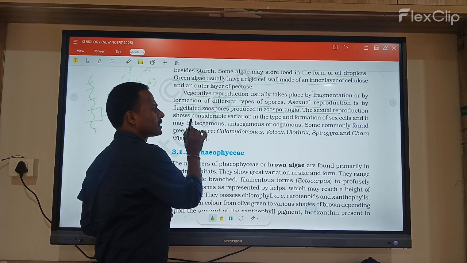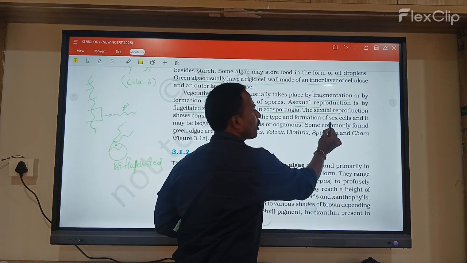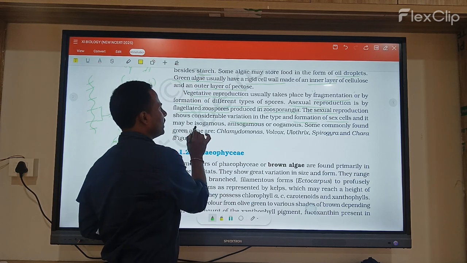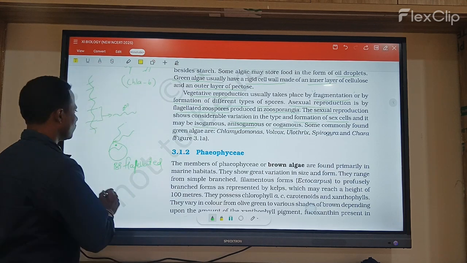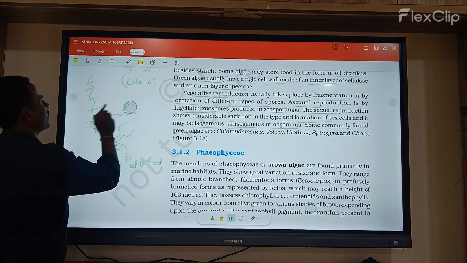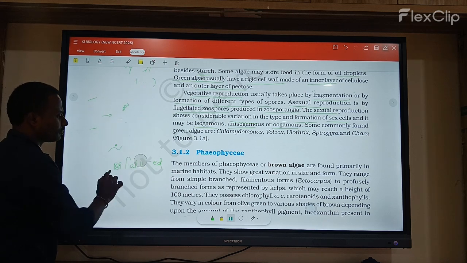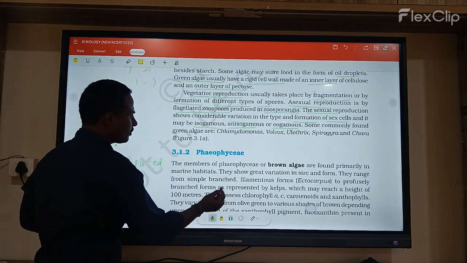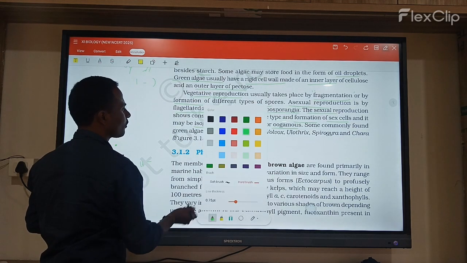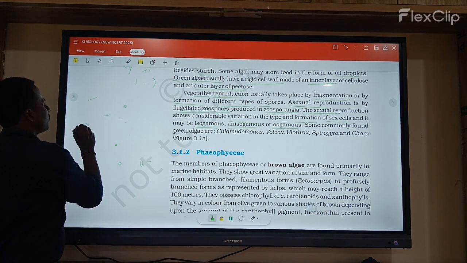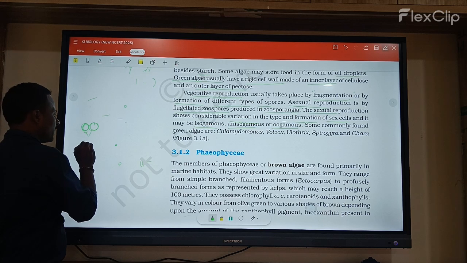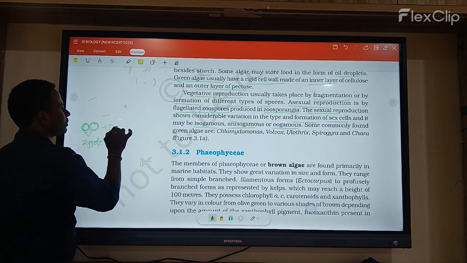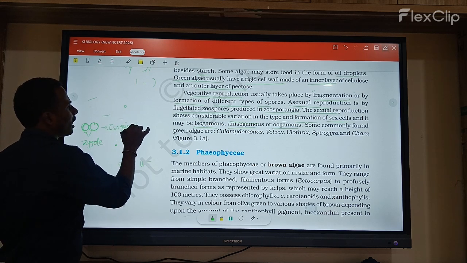Next, sexual reproduction. Sexual reproduction shows considerable variation in the type of formation of the sex cells, and it may be isogamous, anisogamous or oogamous. Mostly here it is the isogamous type. First, isogamy: similar gametes fuse to form a zygote. That is called isogamy.